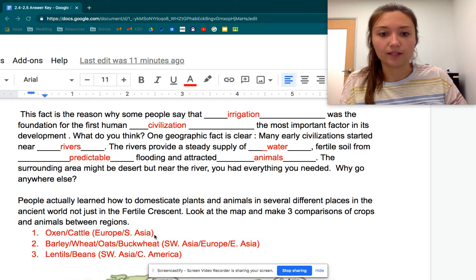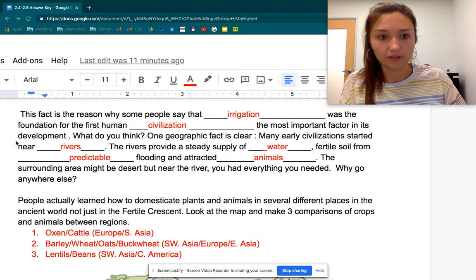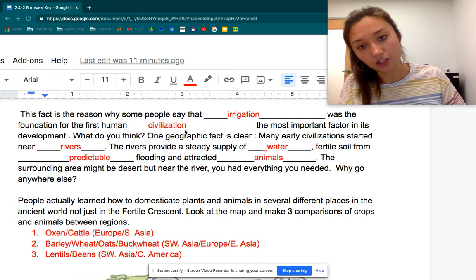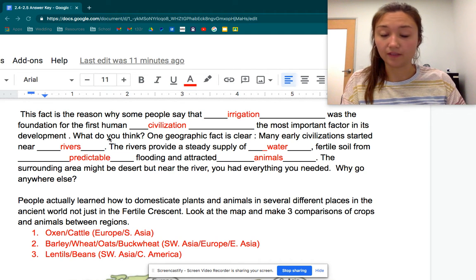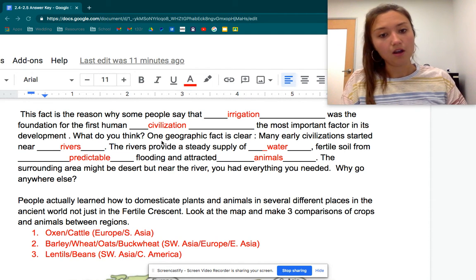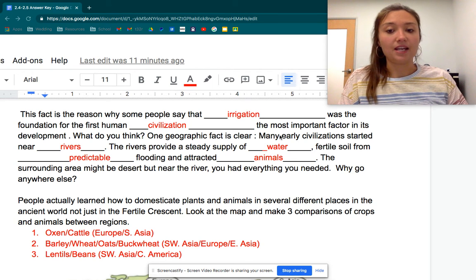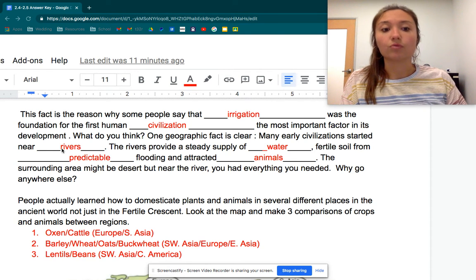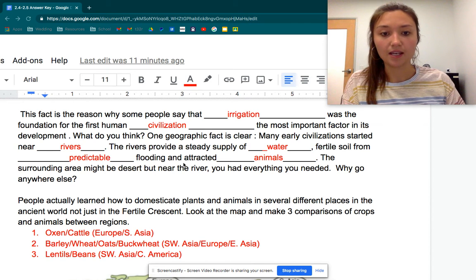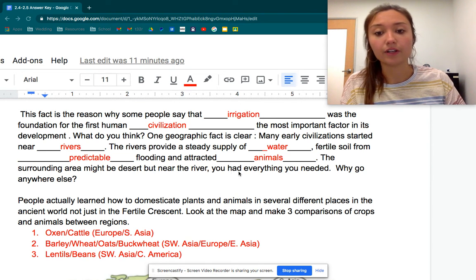This fact is the reason why some people say that irrigation was the foundation for the first human civilization, the most important factor in its development. What do you think? One geographic fact is clear. Many early civilizations started near rivers. The rivers provide a steady supply of water, fertile soil from predictable flooding, and attracted animals. Another key part of this is the animals need water too. The surrounding area might be desert, but near the river you had everything you needed. Why go anywhere else?